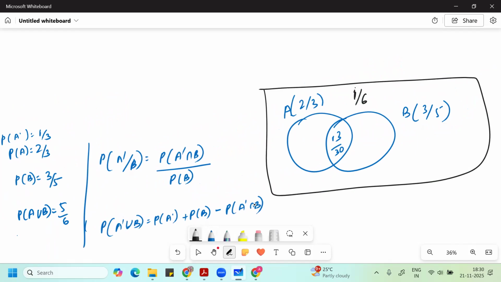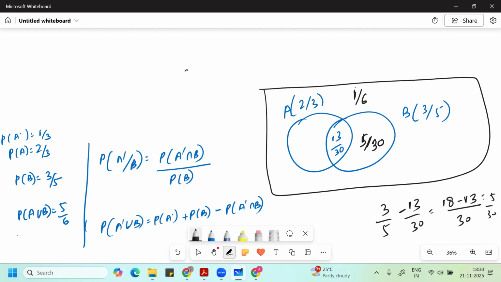So A dash means the part which is not the part of A. So this is 3 by 5 minus 13 by 30. So this is 30, 6 is 18. 18 minus 13 means 5 by 30. 5 by 30 means 1 by 6. Better write 5 by 30.